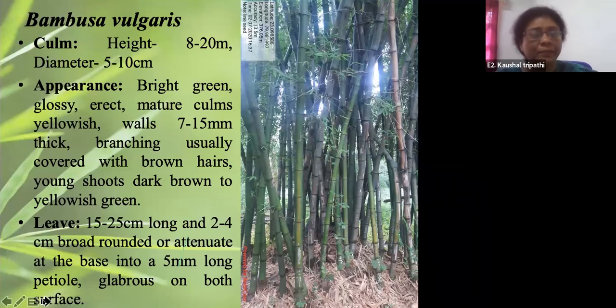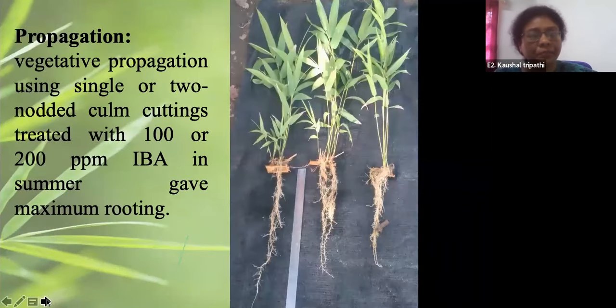Next slide, please. And here also, single or double nodal cutting has given us a good rooting response in the summer months, and they have been treated with 100 or 200 ppm IBA overnight treatment. Next slide, please.